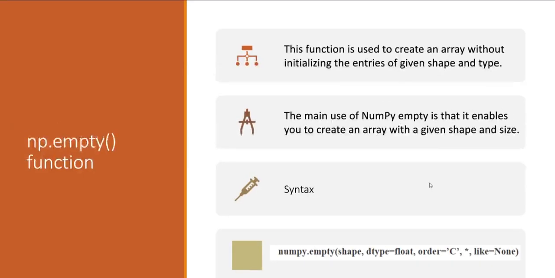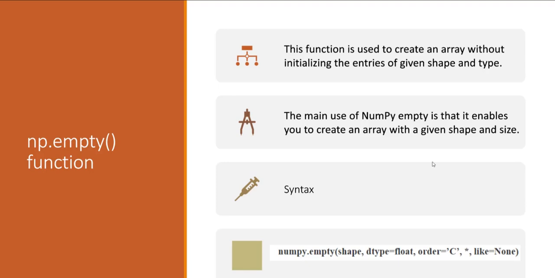Now we will understand the next method of array creation, that is np.empty. This function is used to create an array without initializing the entries of given shape and dtype, and basically it enables the creation of an array with a given shape. So here is the syntax of the np.empty function. The very first parameter is shape. This parameter defines the shape of the empty array.